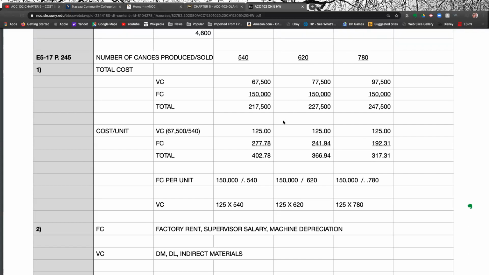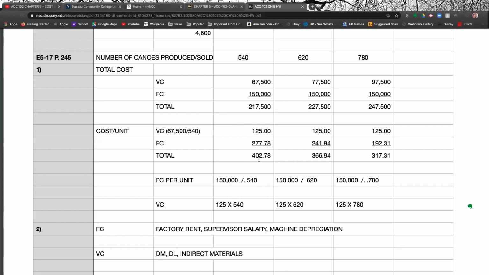Now, what about the fixed cost? The fixed cost is the $150,000 divided by the number of canoes. So remember in the example in the textbook, the total fixed cost stays the same, but the more canoes we make, the unit fixed cost decreases. Right? So what's the total?